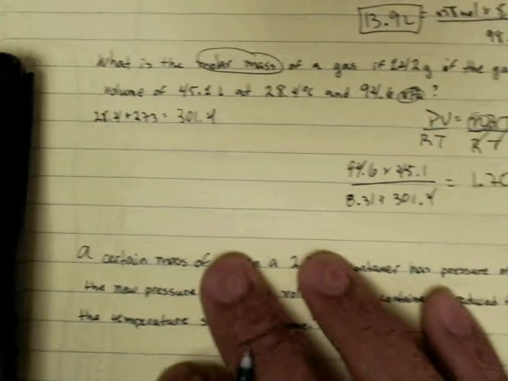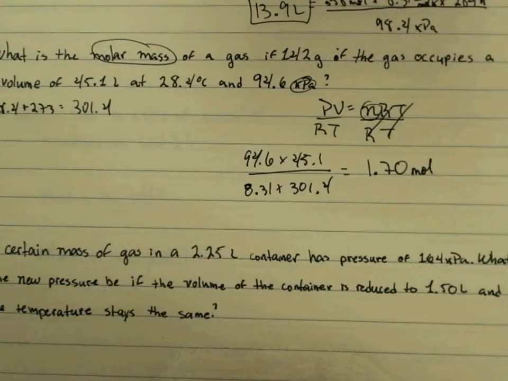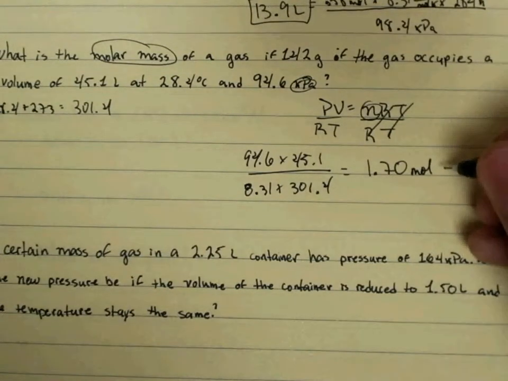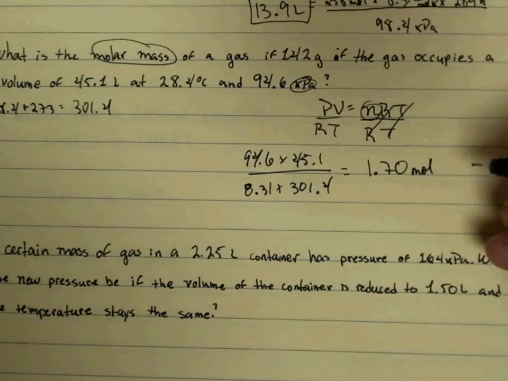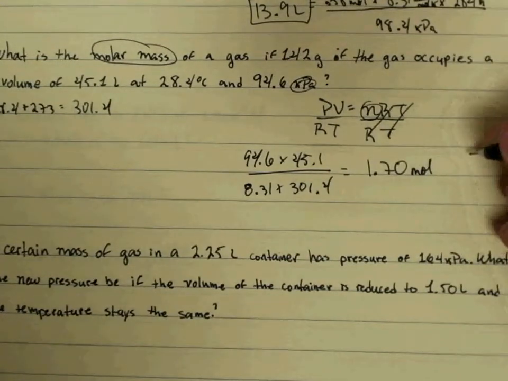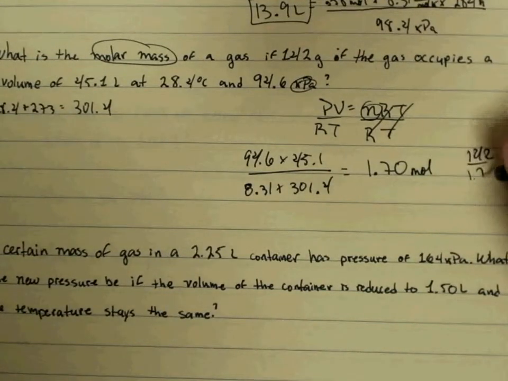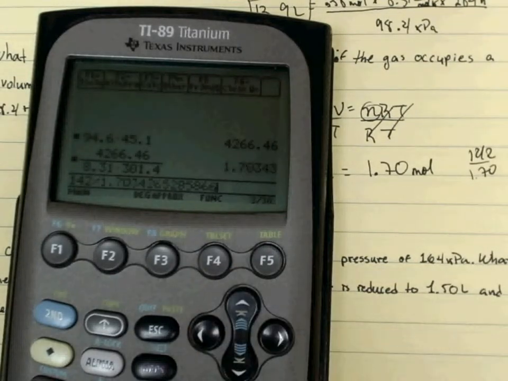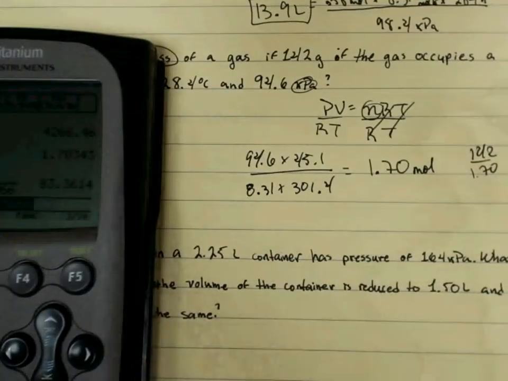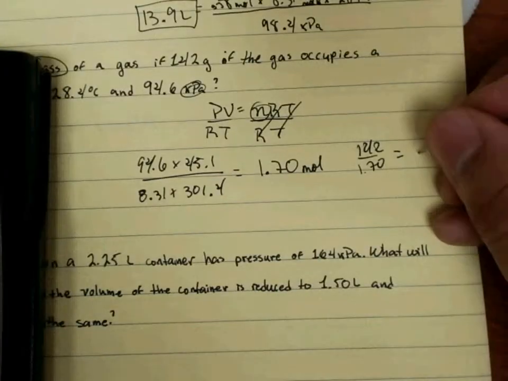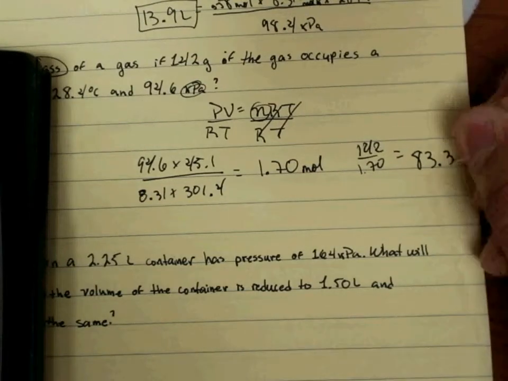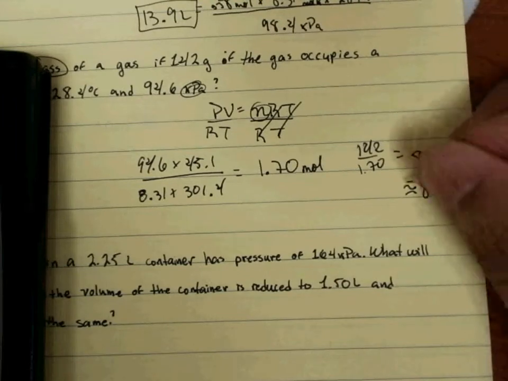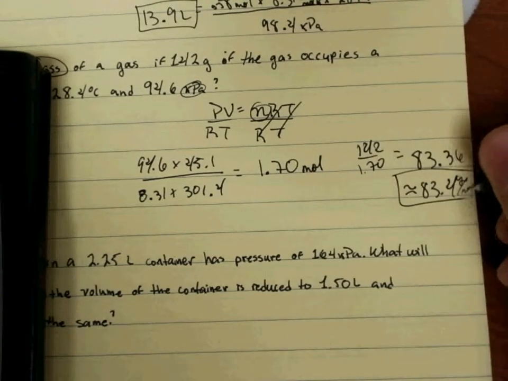But I'm not looking for moles. I'm actually looking for molar mass. So I'm going to divide the 142 by 1.70. So 142 divided by my answer. So I have 83.36, or roughly about 83.4 grams per mole.